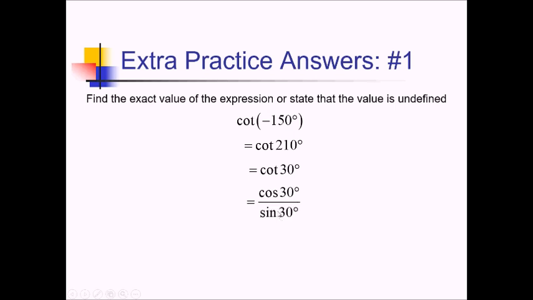of 30. Cosine of 30 is root 3 over 2. Sine of 30 is 1/2. So we have root 3 over 2 over 1/2. These 2's are going to cancel out, leaving us with just radical 3 for our final answer.